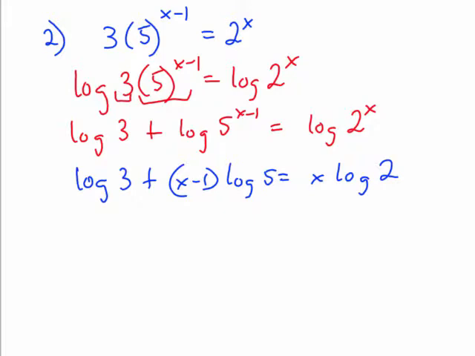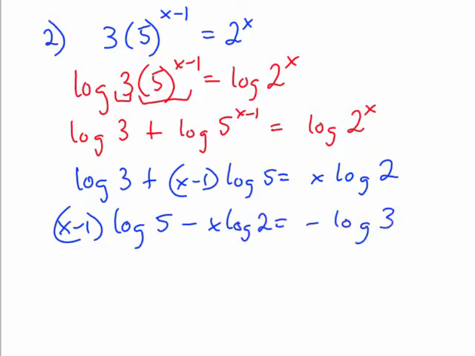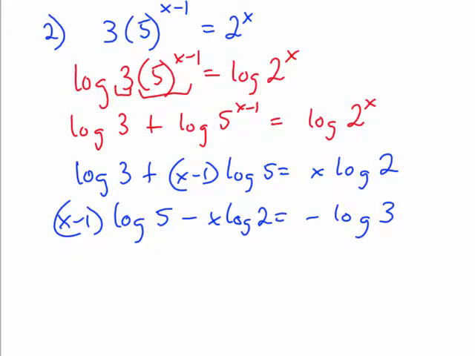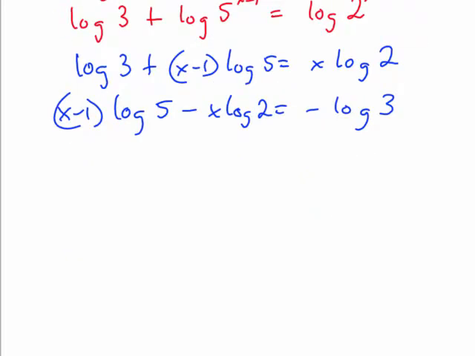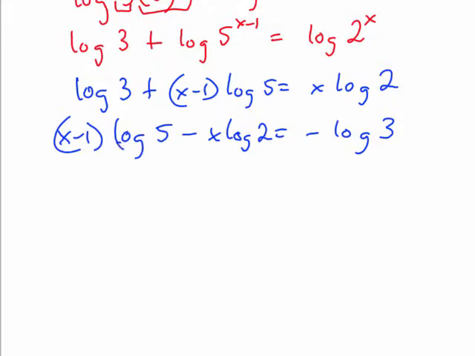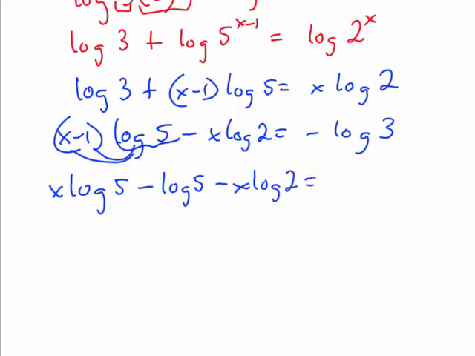Now, to solve for x, we need to have the x's on the same side, so let's rearrange the terms here. (x minus 1) log 5 minus x log 2 equals negative log 3. Lots of ways I could proceed here. I'm just going to show you one. What I'm going to do is, remembering that log 5 is just a number, I could distribute this through like so. So this would be x log 5 minus log 5 minus x log 2 equals negative log 3.